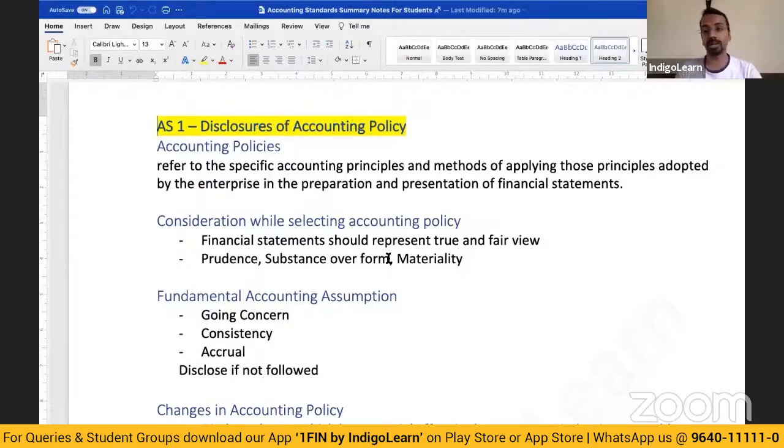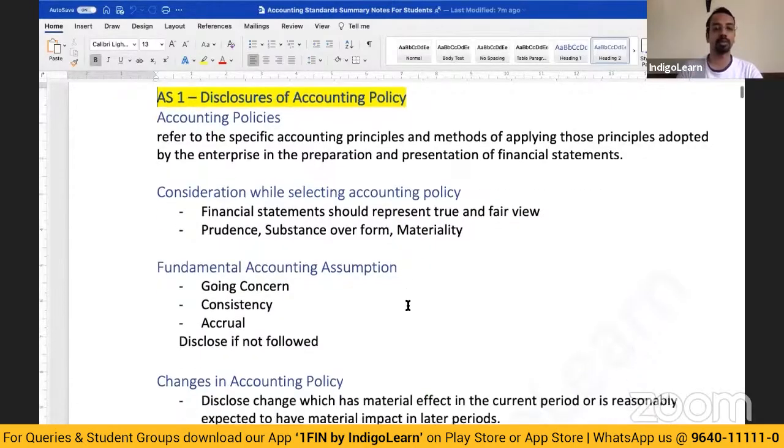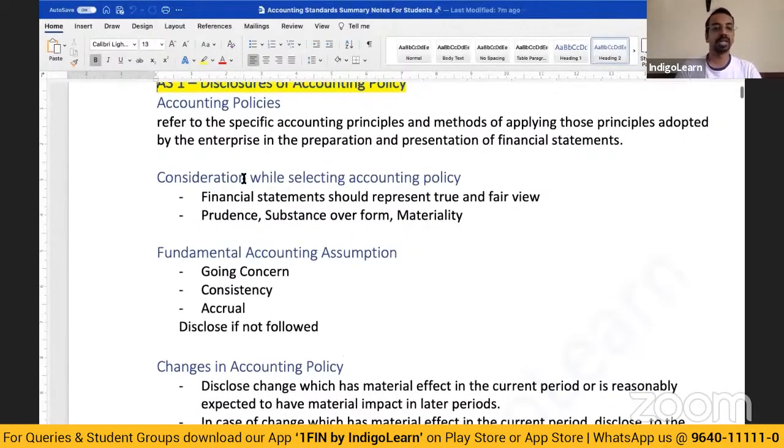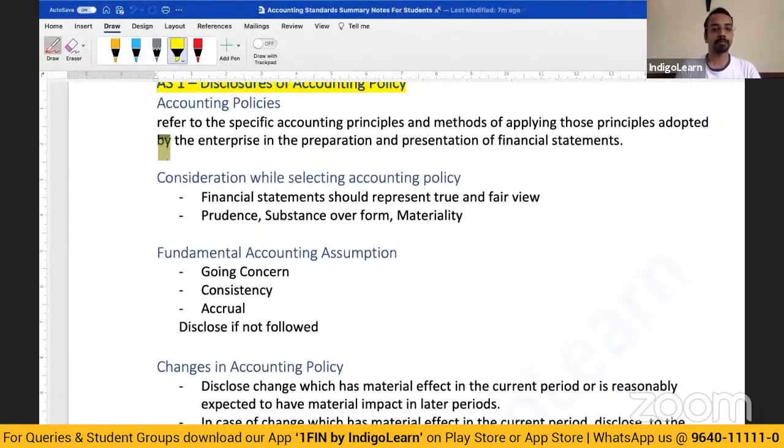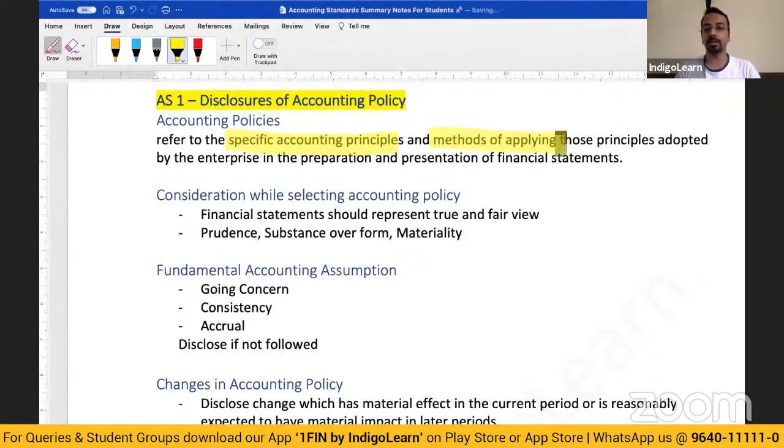So the first one, accounting standard 1, where we talk about disclosure of accounting policies. What are accounting policies? Accounting policies are specific accounting principles and methods of applying those principles adopted by the enterprise in preparation and presentation of financial statements. This is the definition. These are accounting principles. It could be in relation to, let us say, inventory, property, plant and equipment, or some intangible asset. Specific accounting principles, and how you are applying those principles while preparing financial statements. This is what an accounting policy is.